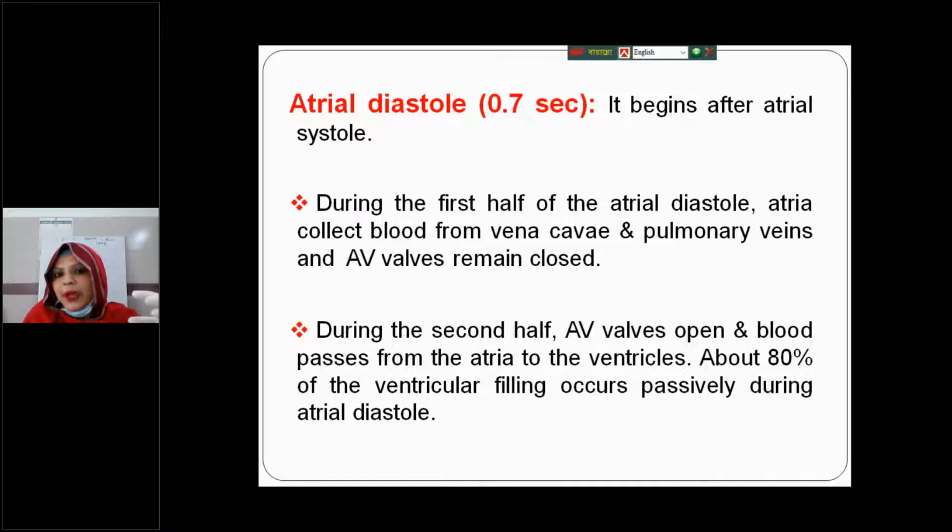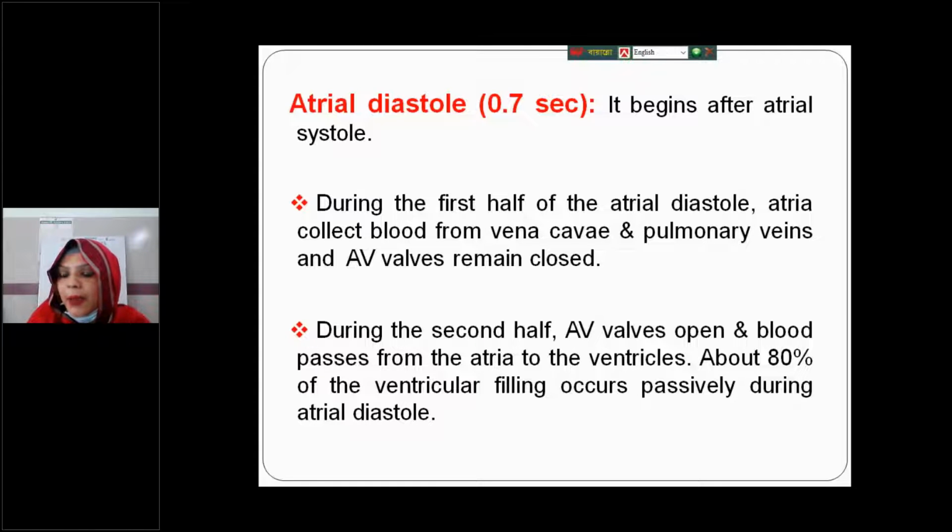The superior vena cava collects blood from the upper part of the body, and the inferior vena cava collects blood from the lower part of the body. Also, through the pulmonary veins, the left atrium collects blood. The right atrium collects blood from the superior vena cava and inferior vena cava. Already I mentioned that the right atrium and left atrium act simultaneously.